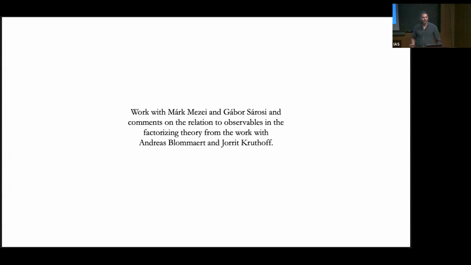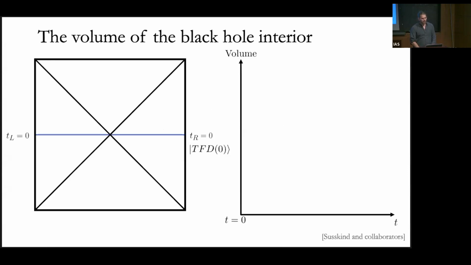To start, I want to remind you of a puzzle that was brought up several times yesterday. It's a puzzle in AdS/CFT about the growth of the volume of the black hole interior. On the left side, I have the Penrose diagram for an eternal black hole in AdS. What I say is more general, it applies in various settings, but for now we'll focus on this one. And on the right-hand side, I'll show you what the classical computation in general relativity tells you the volume behaves like as a function of time.